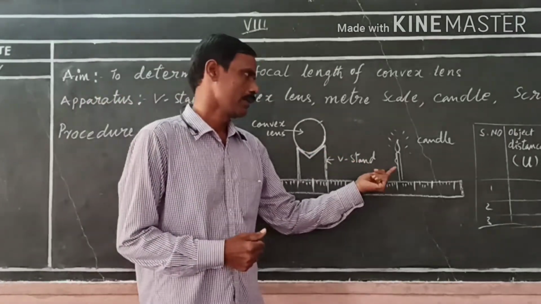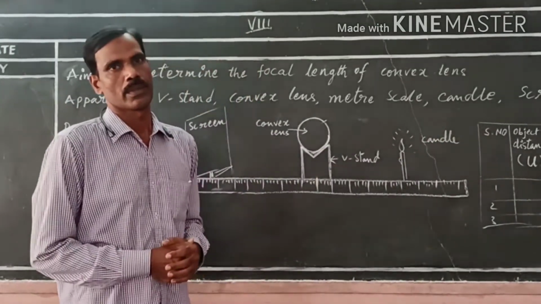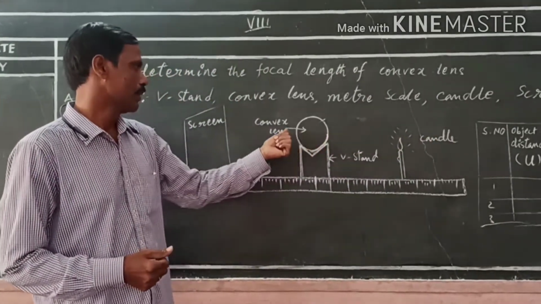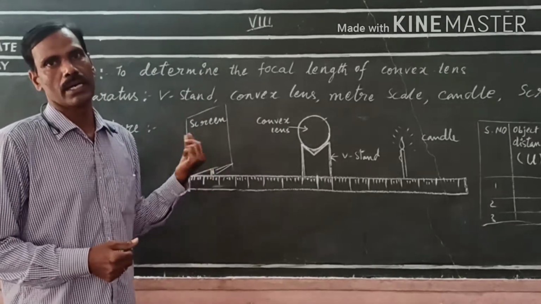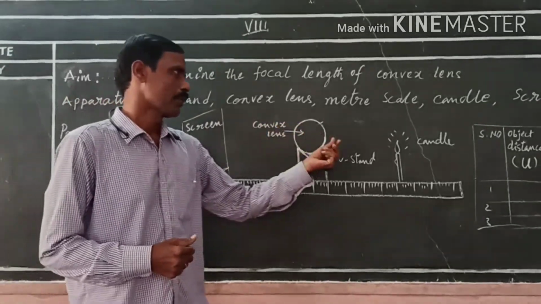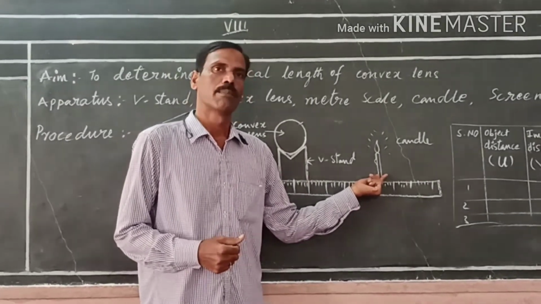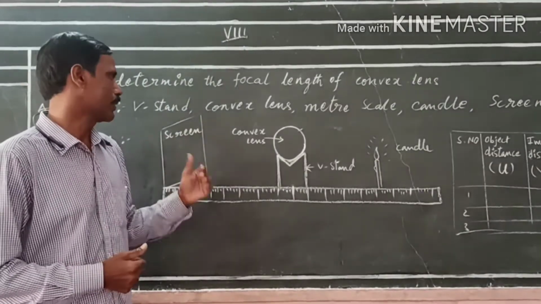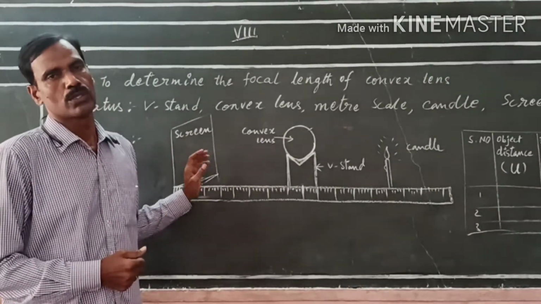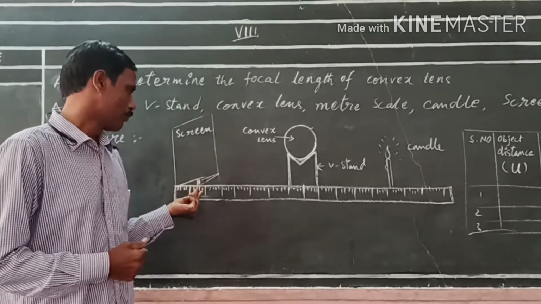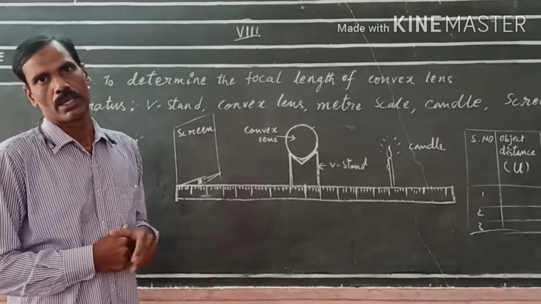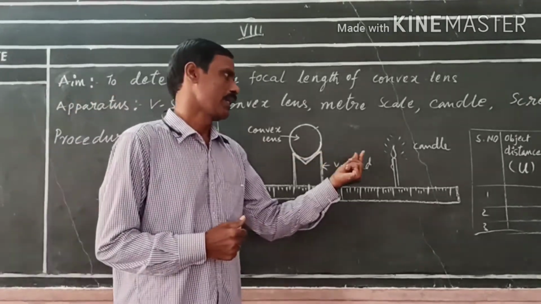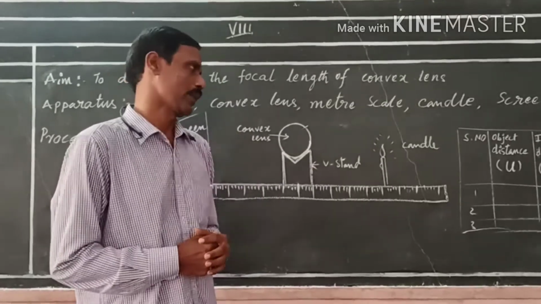When the candle is far away, the incident rays travel parallel and form the image at the focus. That's why, in the first place, the candle is placed far away from the convex lens to get the image on the screen, to get a rough idea of the focus or focal length. Now we will conduct the experiment by placing the candle at different locations.